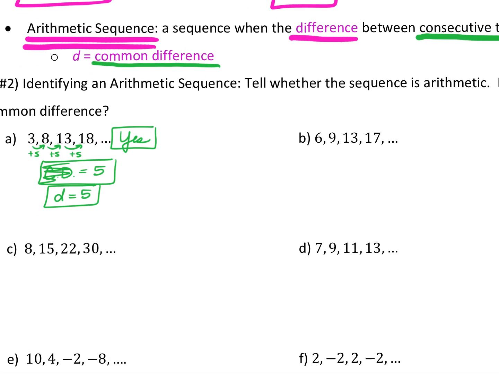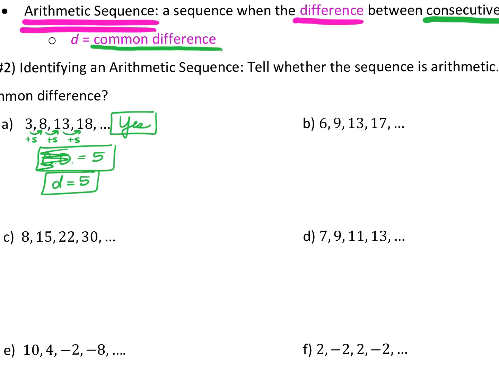Okay, look at letter B. How'd you get from 6 to 9? Plus 3. How'd you get from 9 to 13? Plus 4. How'd you get from 13 to 17? Plus 4. Technically, you don't even need to know that. As soon as it's a different number, it is not an arithmetic sequence. Okay, it has to be the same change every time.